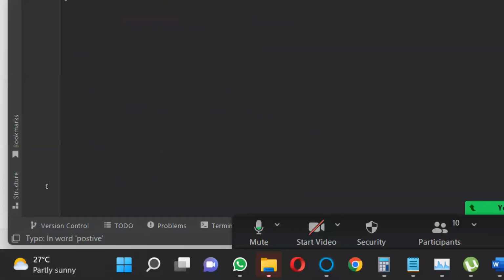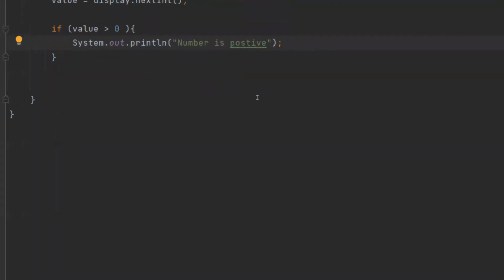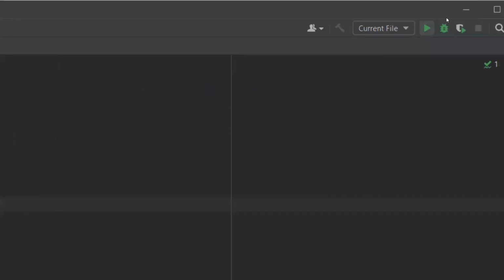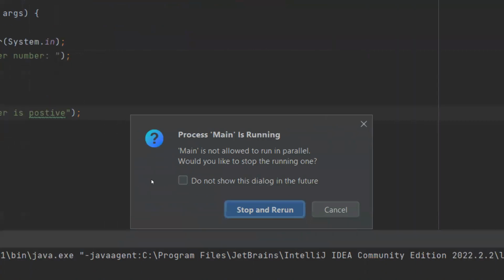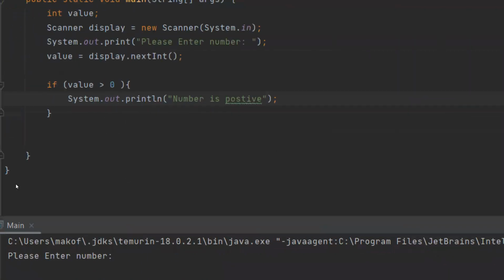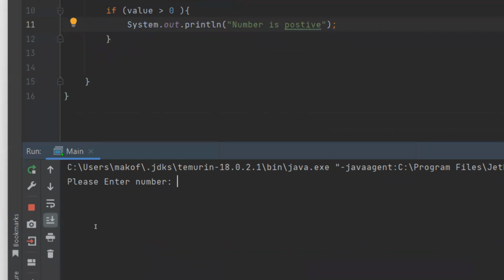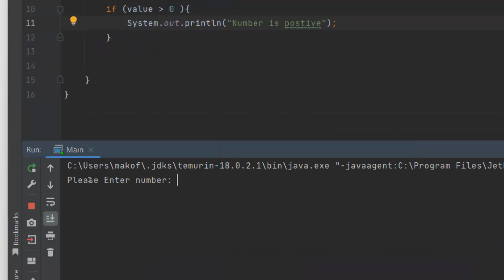Let's see if it is true. I've clicked on the run button. So the application will run. Good. Okay. So here I'm running. And then it says what? Please enter number. We can see that. And we can see the cursor is blinking, which means it is waiting for me to enter the number.